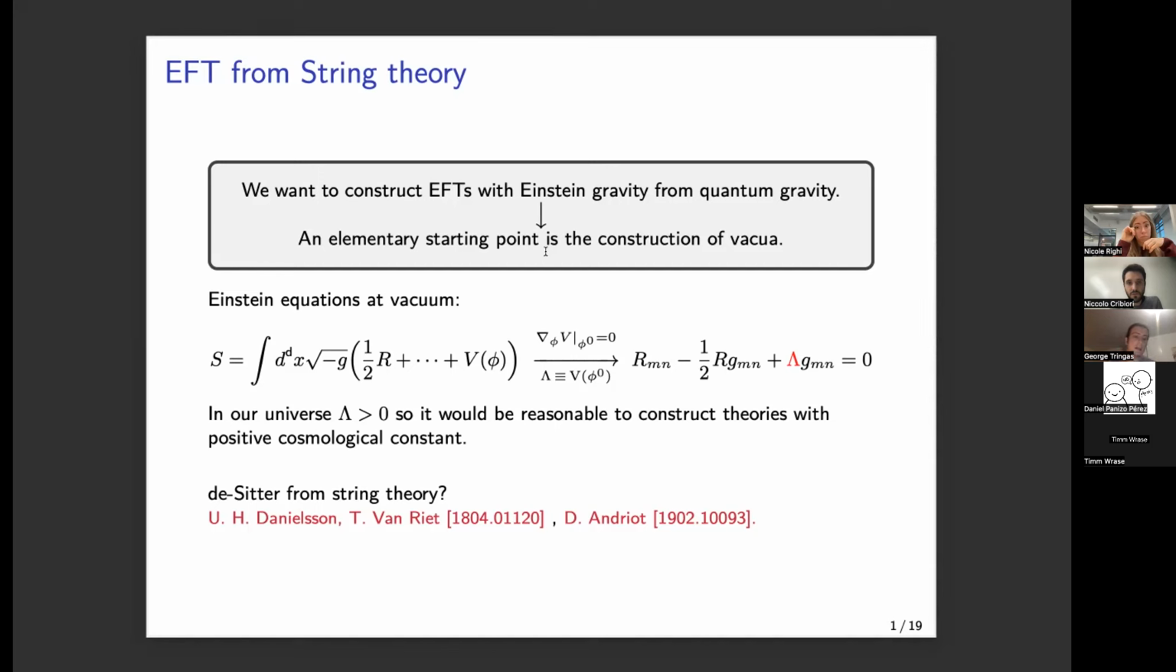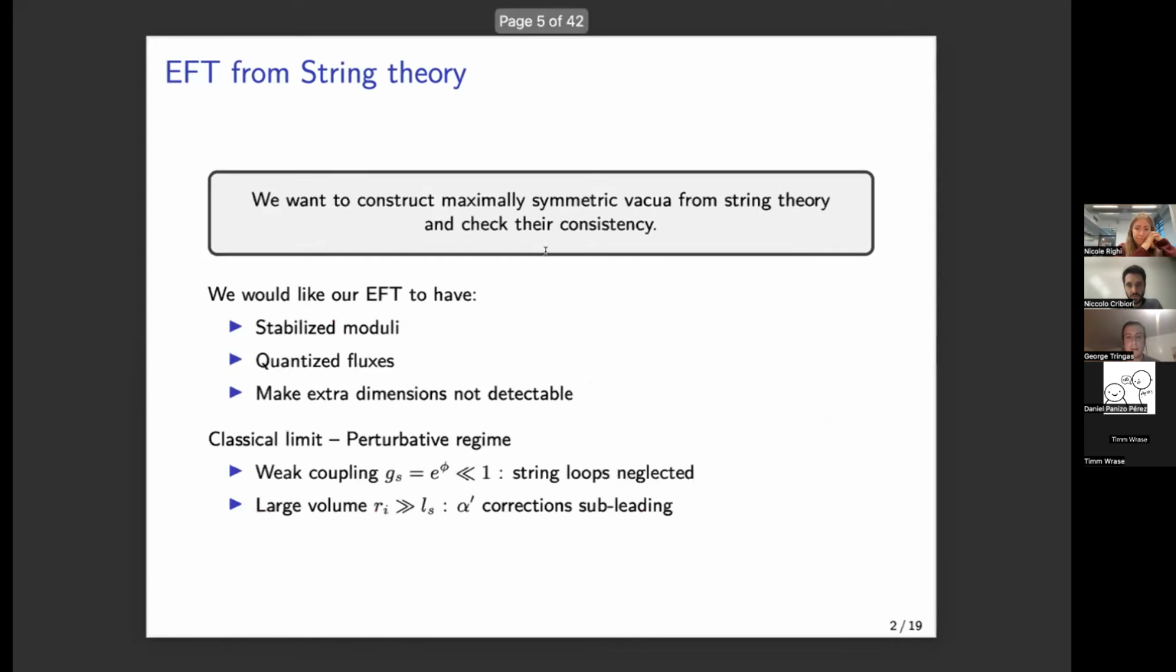However, as you may know, it's very hard to find de Sitter in string theory. So far we have not constructed a single consistent solution. For this reason, we turn our interest to other maximally symmetric spaces. We would like to see if it's possible to find AdS solutions where all the moduli are stabilized, the fluxes are quantized, and if it's possible to hide extra dimensions. For this property, we use the so-called scale separation criterion that I will show you in short.